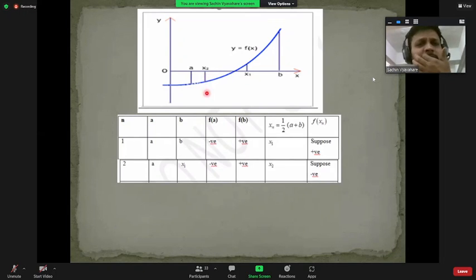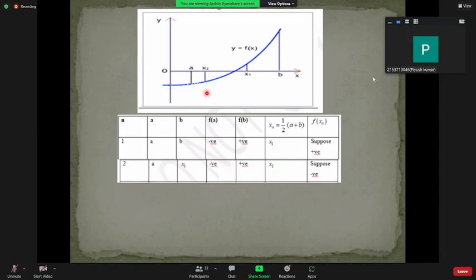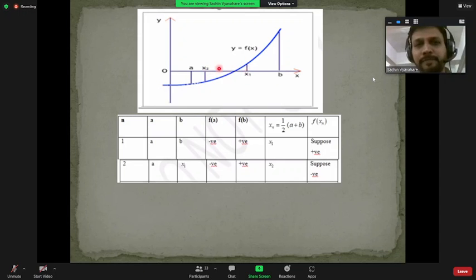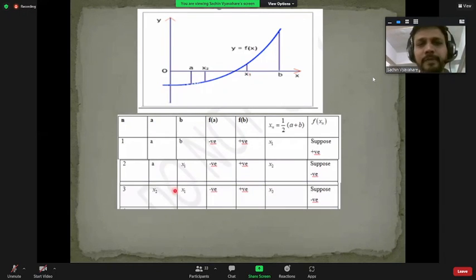Now, which is the smallest interval in which the root is? What is the next interval we should take? x1 and x2. Yes, correct. So I will say x2 to x1, because f of x2 is negative and f of x1 is positive. You can say x1 to x2 also, not a problem. You'll observe a is replaced by x2 now, because previously f of a is negative, and now f of x2 is negative. So this is the new interval that we have.